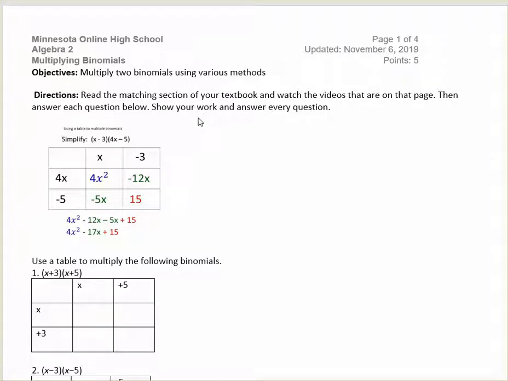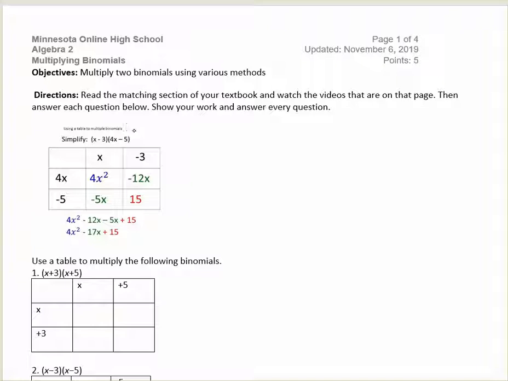In this video, we are going to review how to multiply two binomials. And we will do this with three different methods. The first method is using a table. A binomial is just a polynomial with two terms, and at least one of them is a variable term.